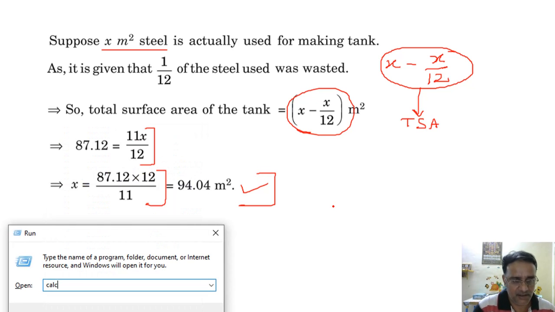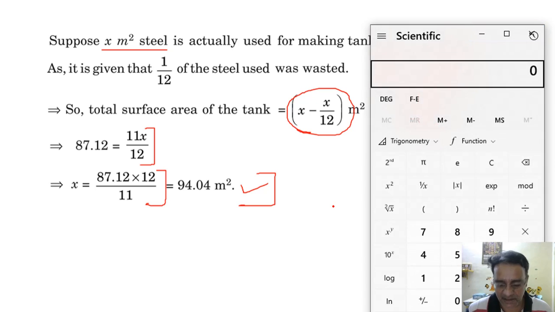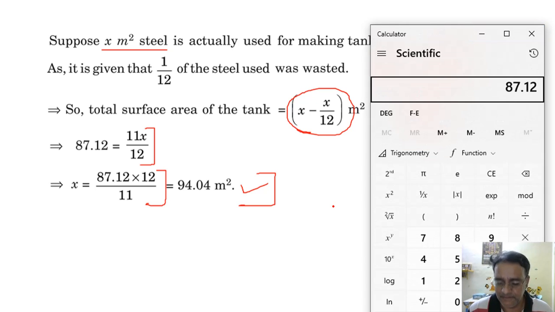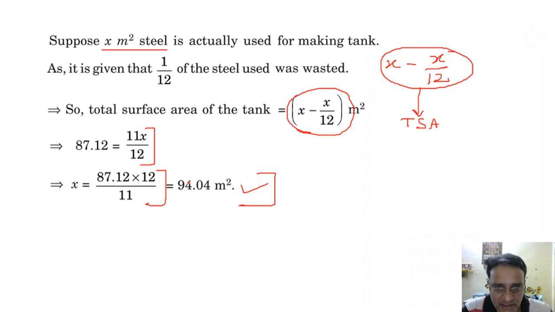Okay. एक मिनट इसको क्रॉस चेक कर लेते हैं. 87.12 into 12 divided by 11. 95.04. Right. So this is 95.04. Okay. Right. So any doubt in this question? No, sir. Okay. Now we are moving towards the next topic, that is cone.